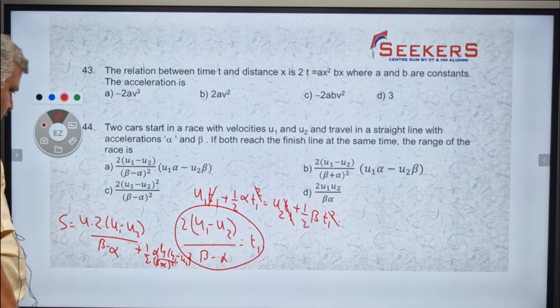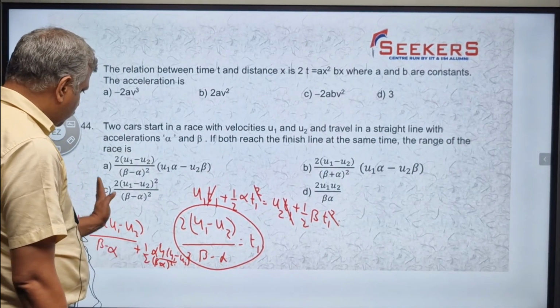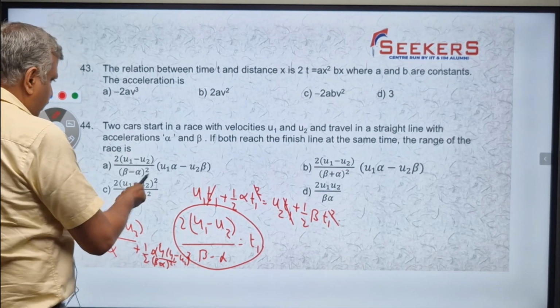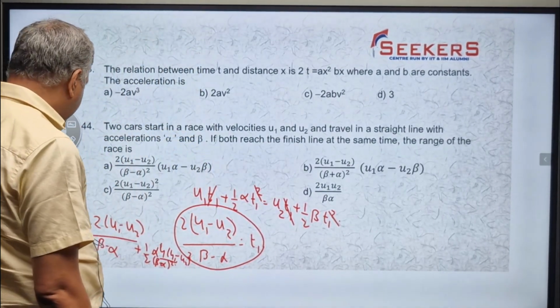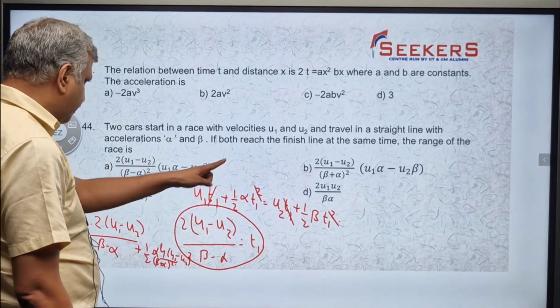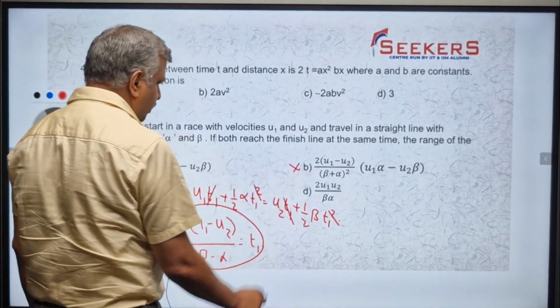Okay. So now if I have to work on this, there is a u1 minus u2. So u1 minus u2 will remain. Okay, so here also there is u1 minus u2, there also there is u1 minus u2. In the denominator I have beta minus alpha, so beta minus alpha. So this is going to be the answer, this one will not be the answer.